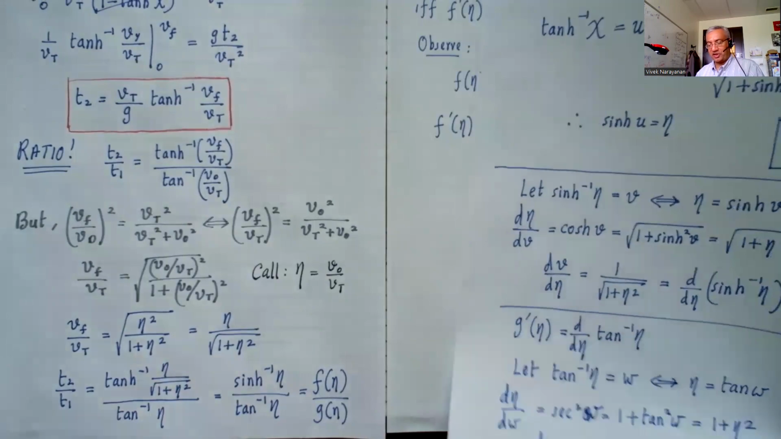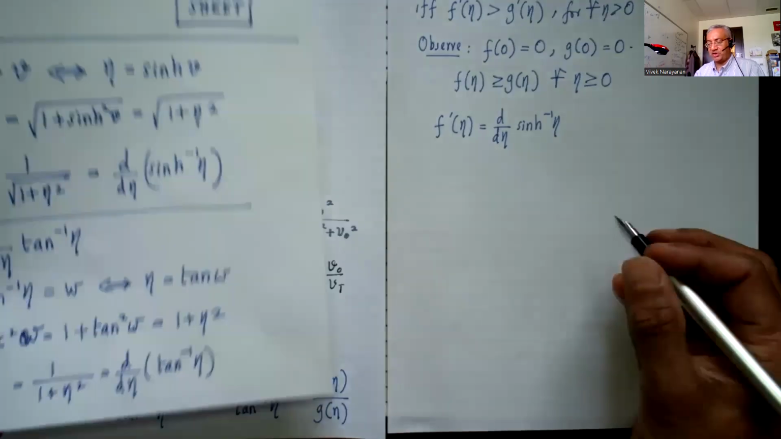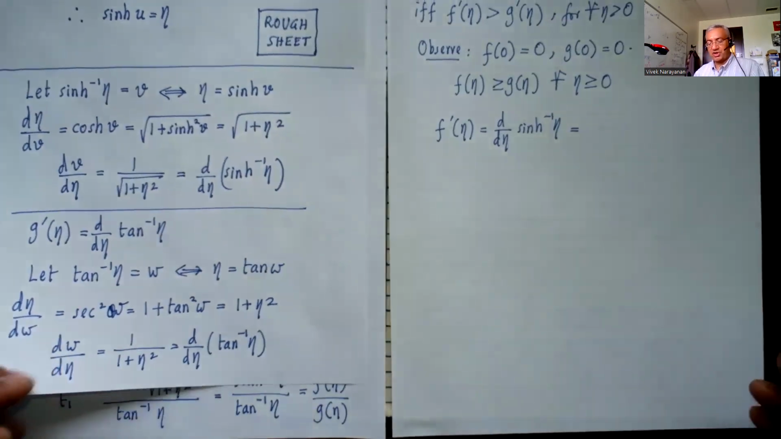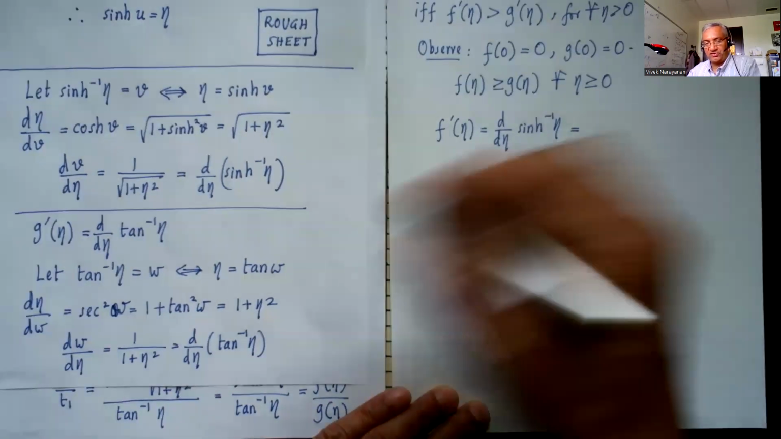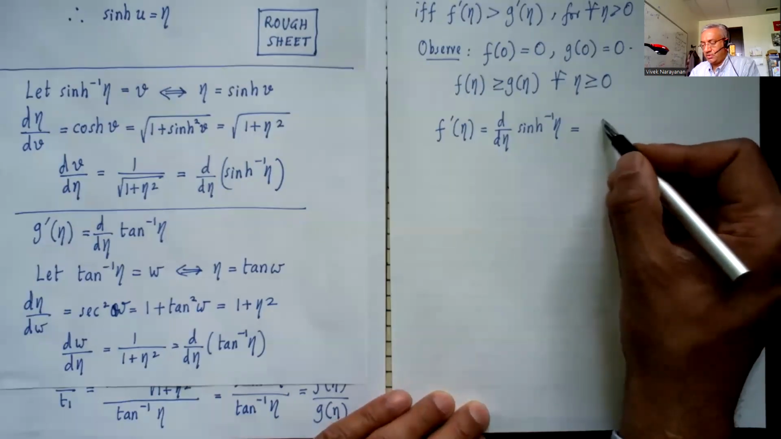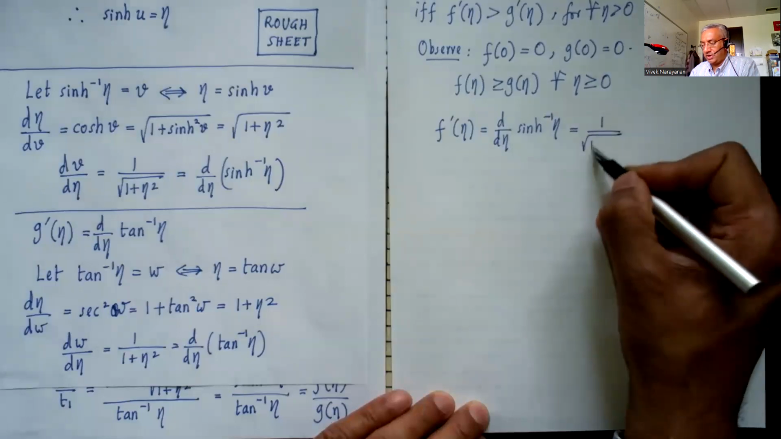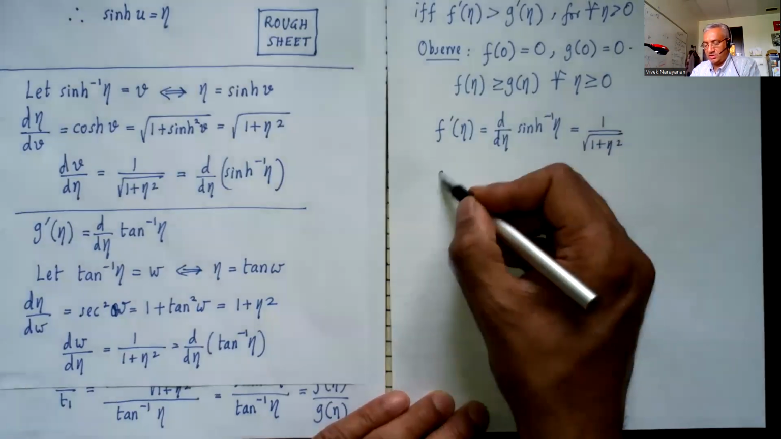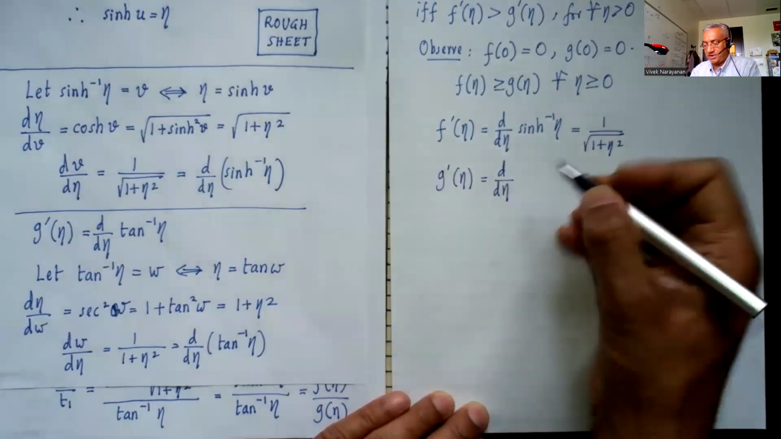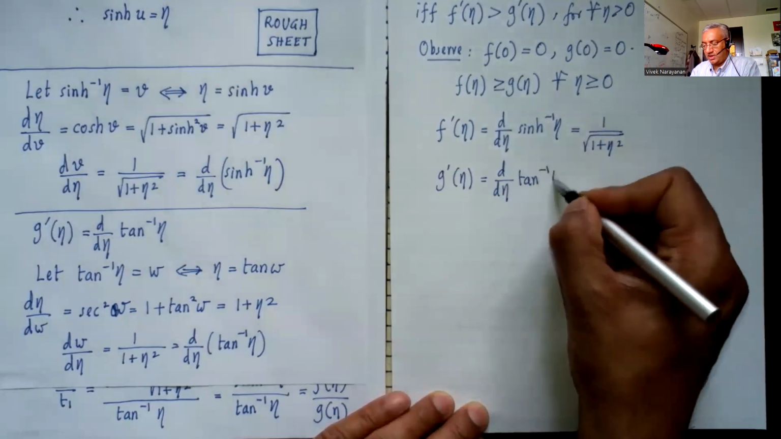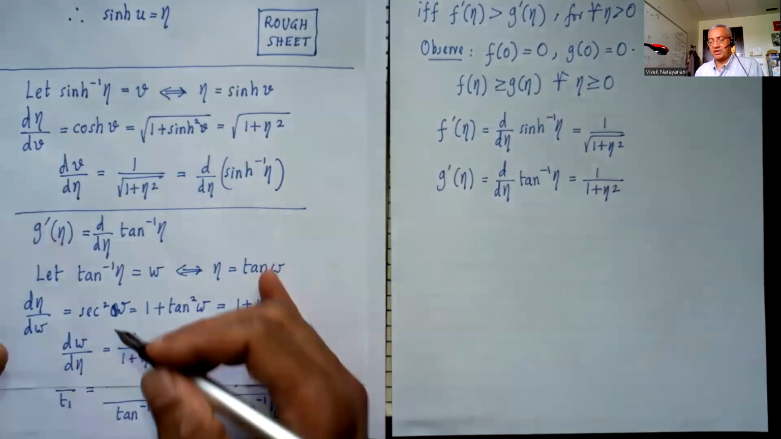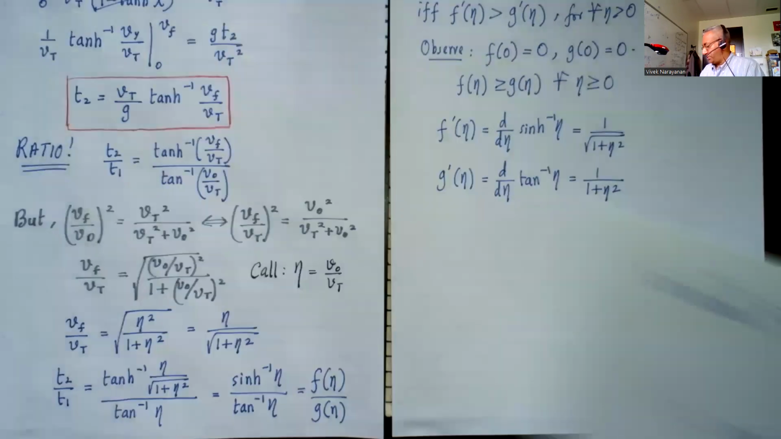I never remember anything. It's always better to do the honest work than to remember all kinds of things in a slipshod fashion. So this is scratch work I'm copying down. So f prime eta is going to be 1 over root 1 plus eta squared, and g prime eta, which is the derivative with respect to eta of tan inverse eta, is 1 over 1 plus eta squared. Now we are done with this sheet.